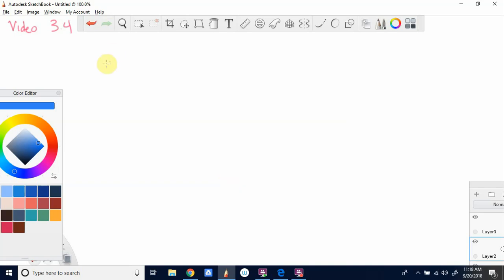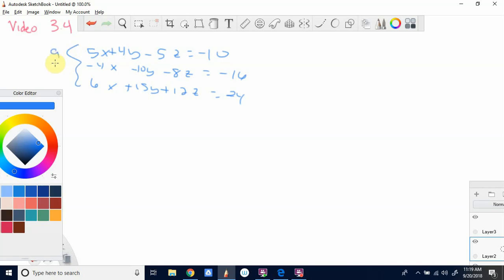So we take these equations. Our equations are 5x plus 4y minus 5z equals negative 10, negative 4x minus 10y minus 8z equals negative 16, 6x plus 15y plus 12z equals 24. So here are our equations A, B, and C, and we want to stay organized.